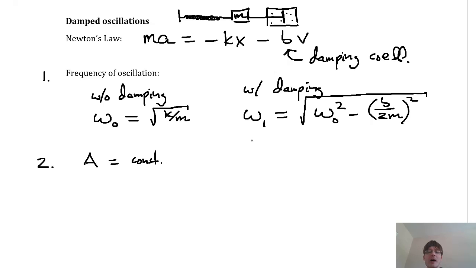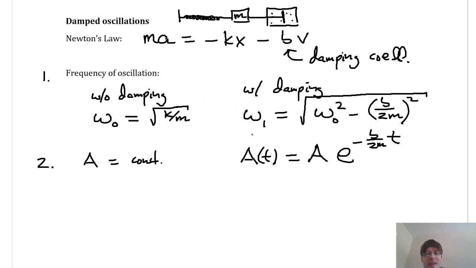With damping, as we saw, the motion dies off and the amplitude decays with time. In fact, now the amplitude is a function of time, and it turns out that it decays in an exponential fashion. So now the amplitude is some constant A multiplied by a decaying exponential, e to the minus b over 2m times t. So you see, as time goes on, the amplitude gets smaller and smaller.